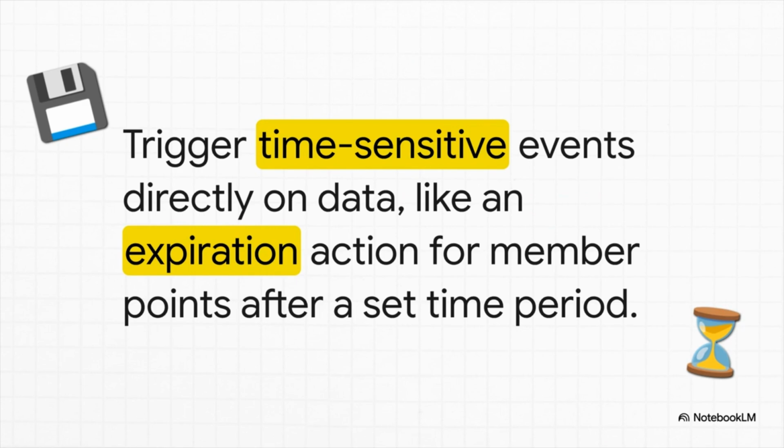Now this is where things get really powerful. You can detach SLAs from a workflow entirely and apply them directly to a record in your database. Think about loyalty points that need to expire. You can set an SLA right on the points record itself to automatically trigger an expiration automation after 365 days. This isn't about people doing tasks, it's pure data-driven time management.